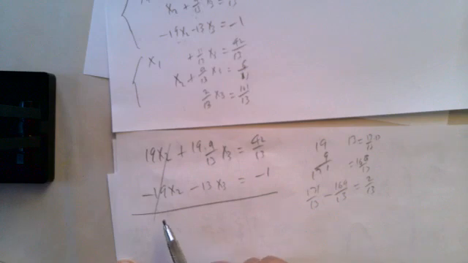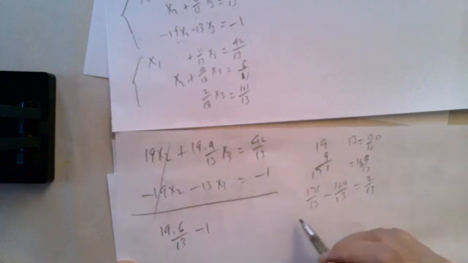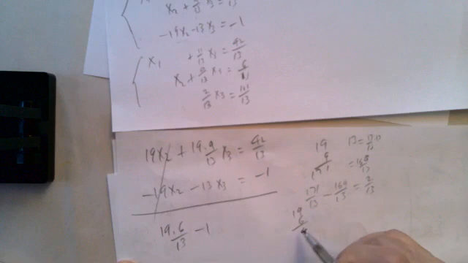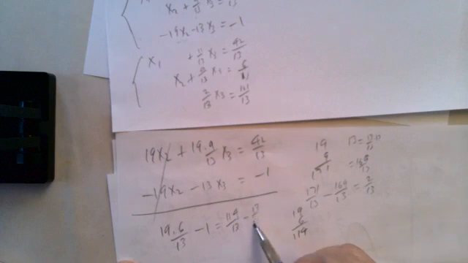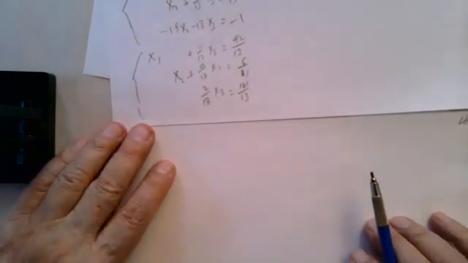And what about this calculation? I have 19 times 6 over 13 minus 1. What is 19 times 6? 6 nines are 54, 114. This is 114 over 13 minus 13 over 13. So that's 101 over 13. That's what I got here. So you do the arithmetic. This is what you do in elementary school. But it's hard to do arithmetic correctly. And we have this.